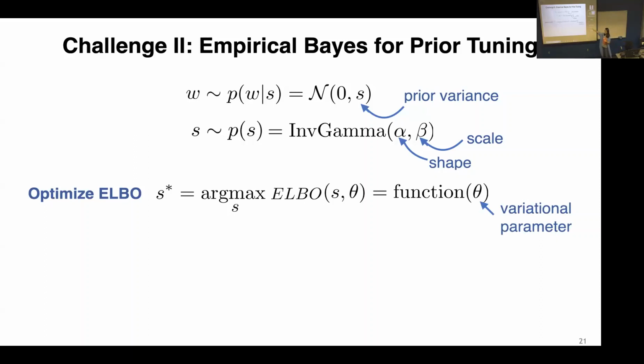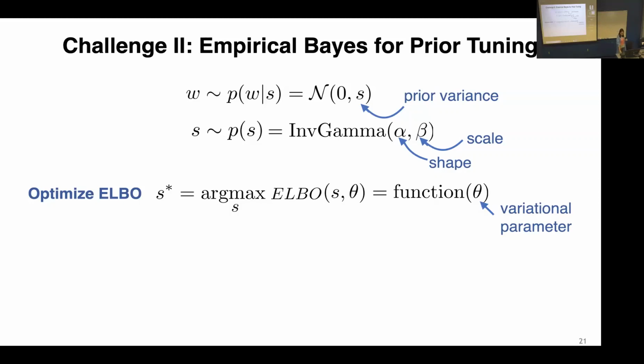So let's assume theta is given. Given an arbitrary theta, we maximize the ELBO with respect to S. But the good thing about these two priors is that Gaussian and inverse gamma are conjugate distributions. So you actually get a closed form expression of S star as a function of the theta parameter. Given an arbitrary theta, you can get a closed form S, and if you change theta, the closed form S will change together.